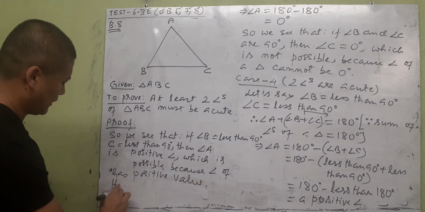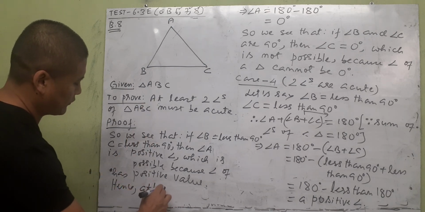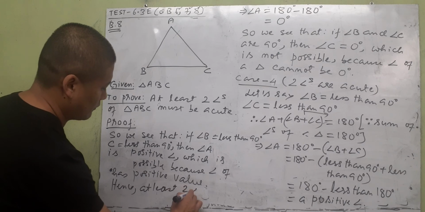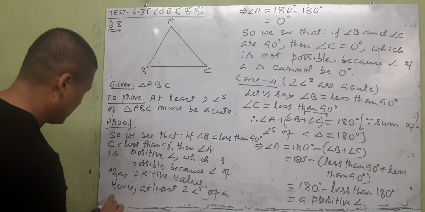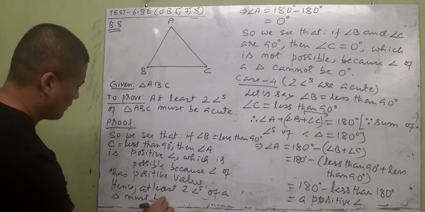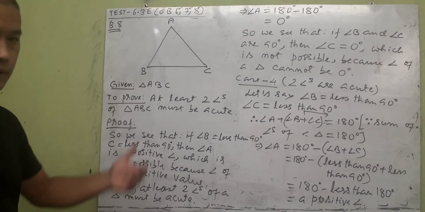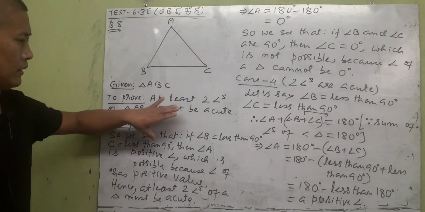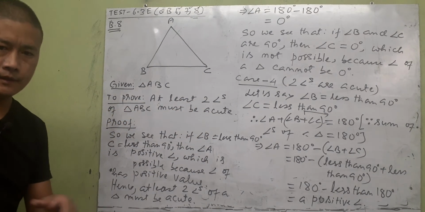Hence, you can write in there, hence, we have proved now that at least 2 angles of a triangle must always be acute. Then only you can satisfy the condition for a triangle. I hope that makes it clear for you, right? Okay, now you can go and give the test.